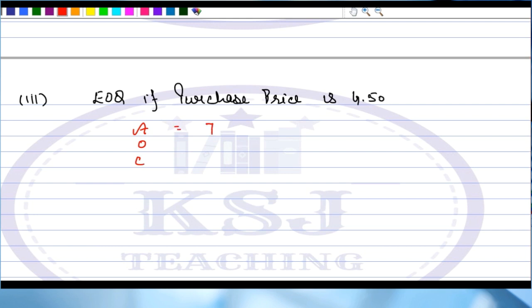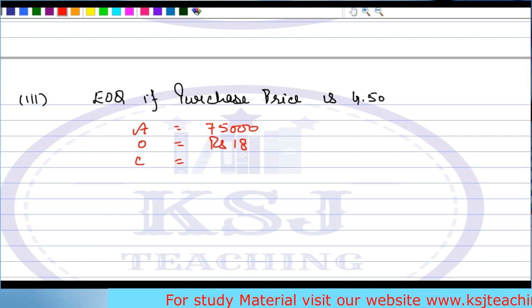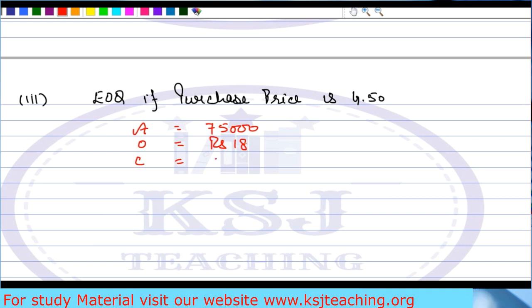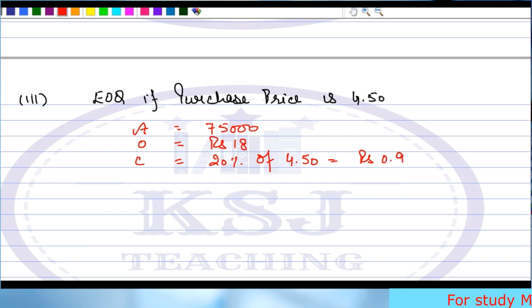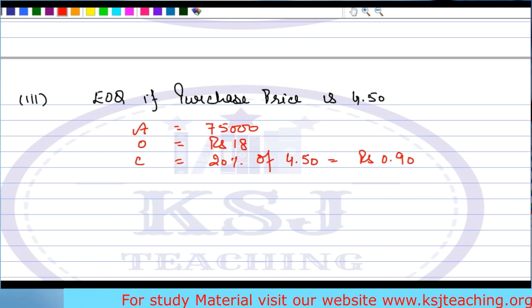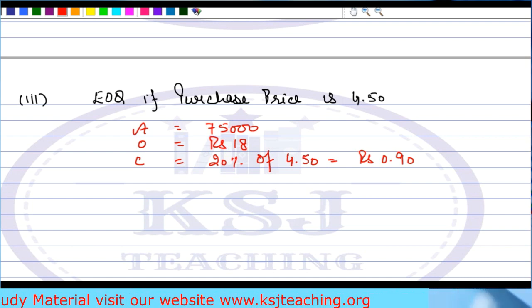What is A? 75,000 valves, right? What is O? Rupees 18, right? There is no impact on the annual requirement or the ordering cost. What is C? C is 20% of the purchase price. Now the purchase price is not 1.50, the purchase price is 4.50. So this will come to rupees 0.90, right? So if there is a change in the per unit purchase price, it will have a direct impact on the carrying cost. Right? So write down this note before we move further.